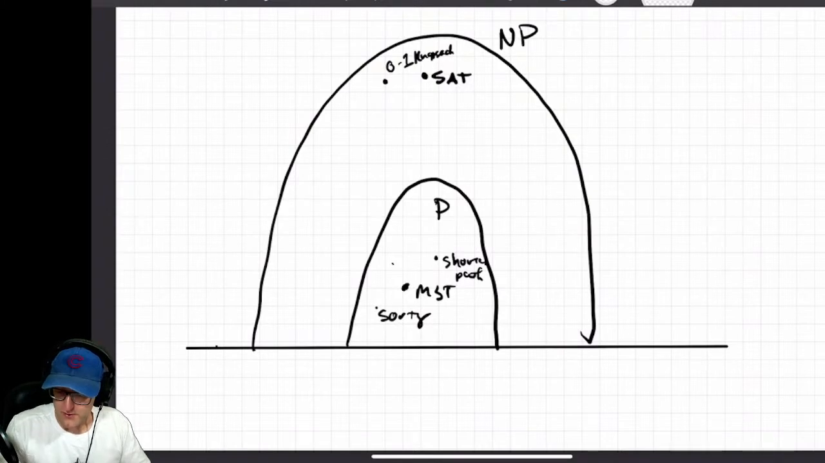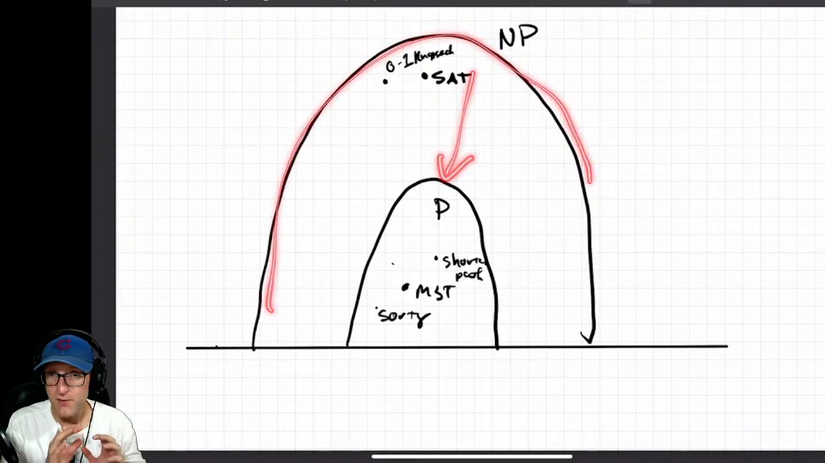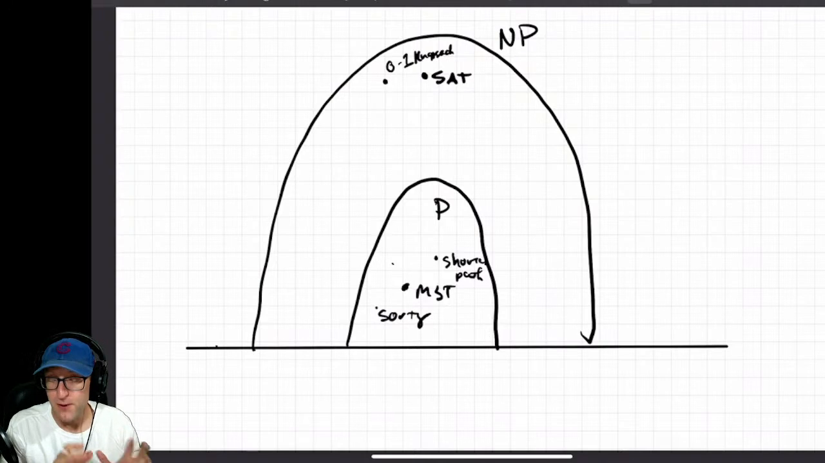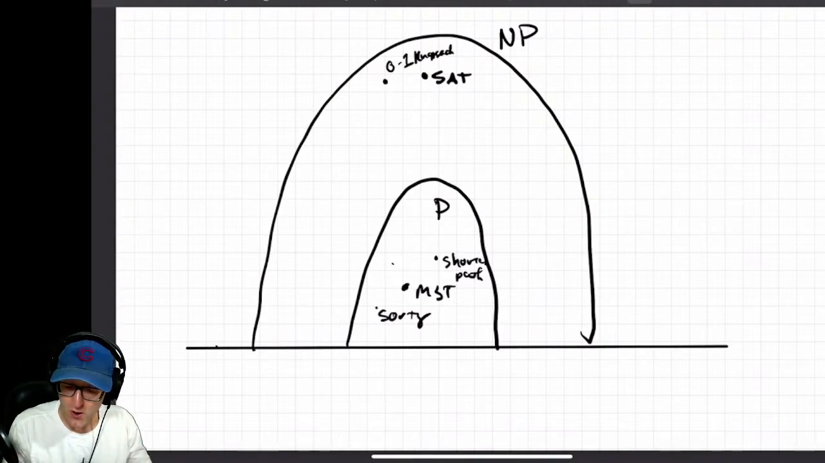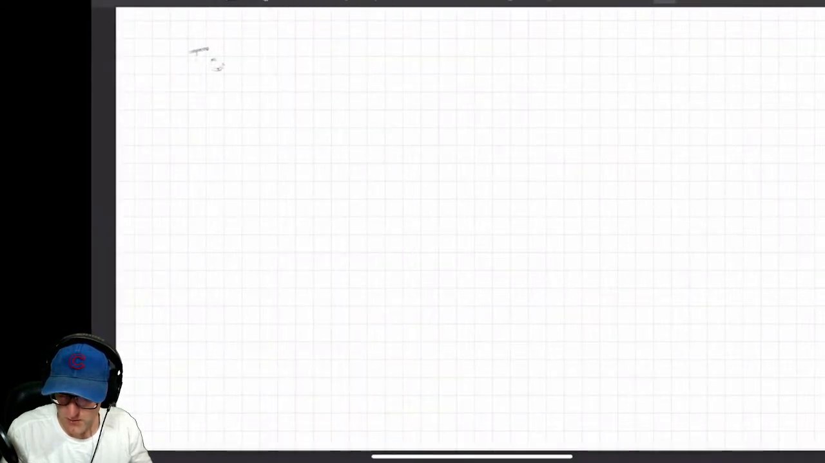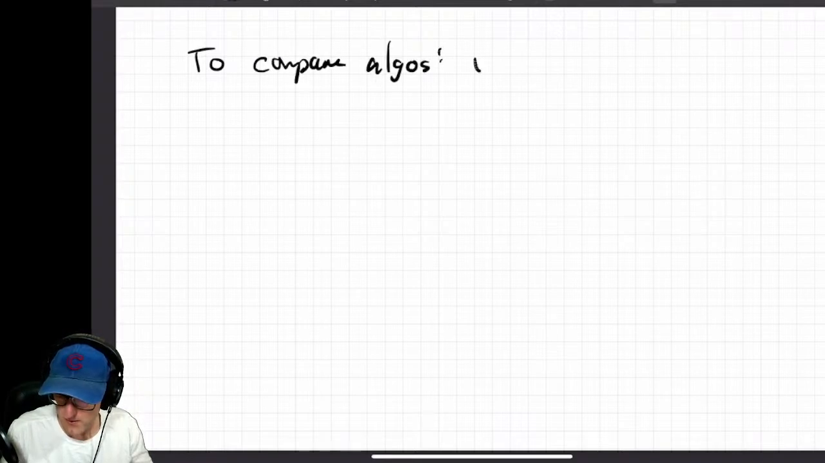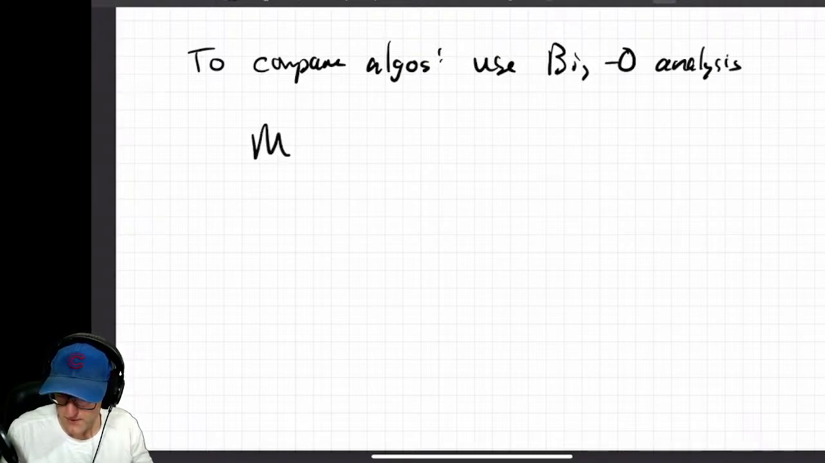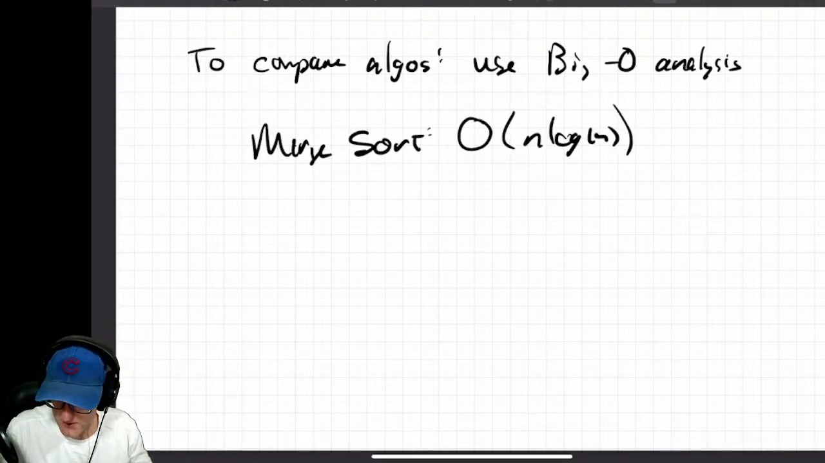All right, so how do we even go about beginning to answer this question of, are they equal? In other words, does this entire thing collapse down to P? What we need is a way of comparing, not algorithms, but comparing problems. We already know how to compare algorithms. To compare algorithms, you use big O analysis. For example, merge sort. That's going to be order n log n. Pretty good. Quasi-polynomial time. Selection sort.